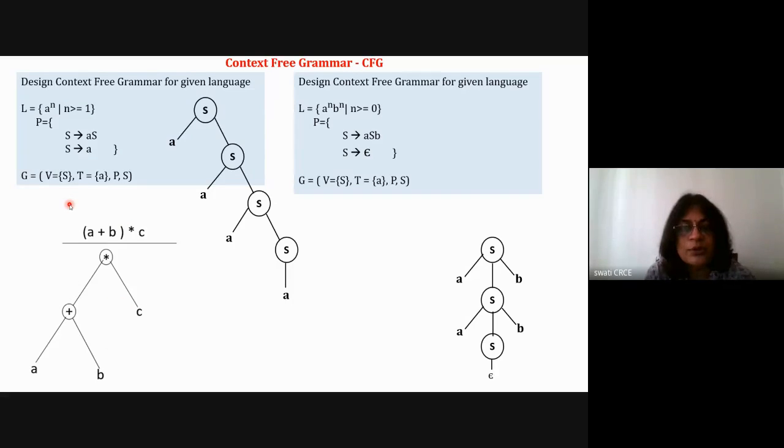Okay, so let's have a quick recap before starting the problem. Context-free grammar is the type 2 grammar of the Chomsky hierarchy. The language of context-free grammar is context-free language. Context-free language is understood by the machine, the push-down machine.